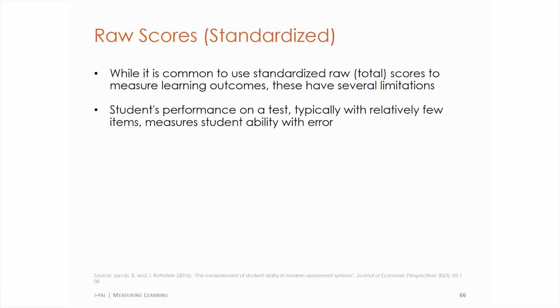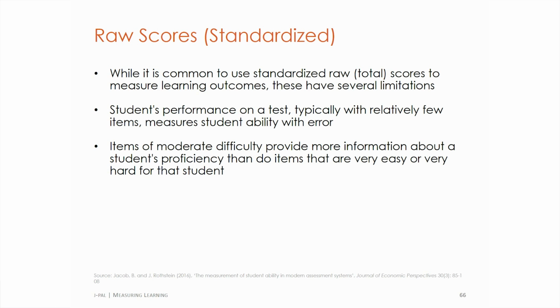A more subtle point is that items of moderate difficulty will usually give you more information about the student's learning than items that are too easy, which everybody gets right, or too difficult, which everybody gets wrong. Whereas when you take the raw score, you're weighting all of these items equally, when they actually don't have equal information about the student's underlying learning levels.